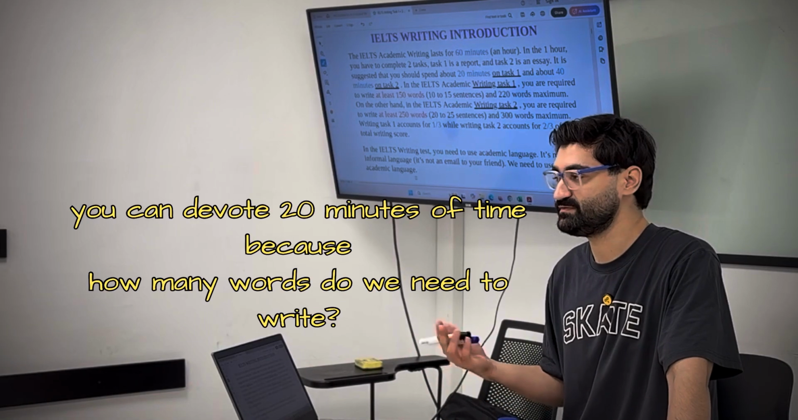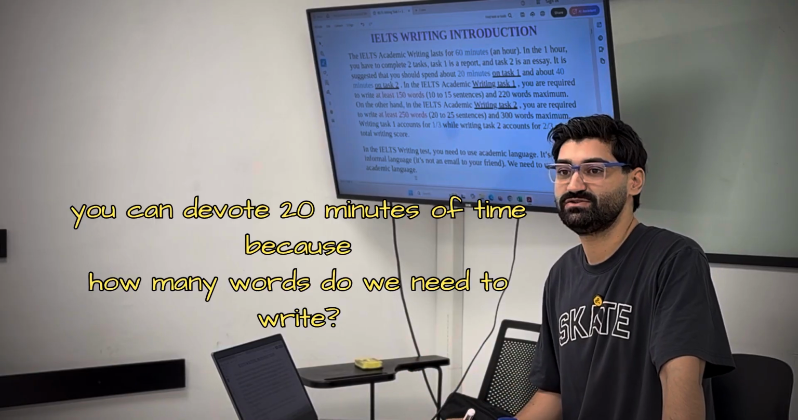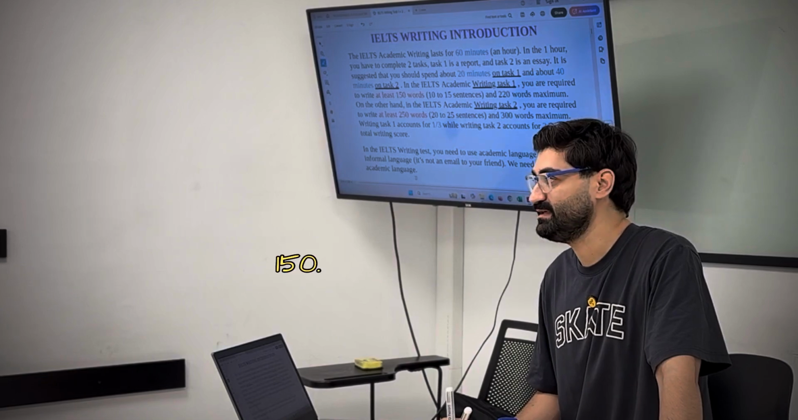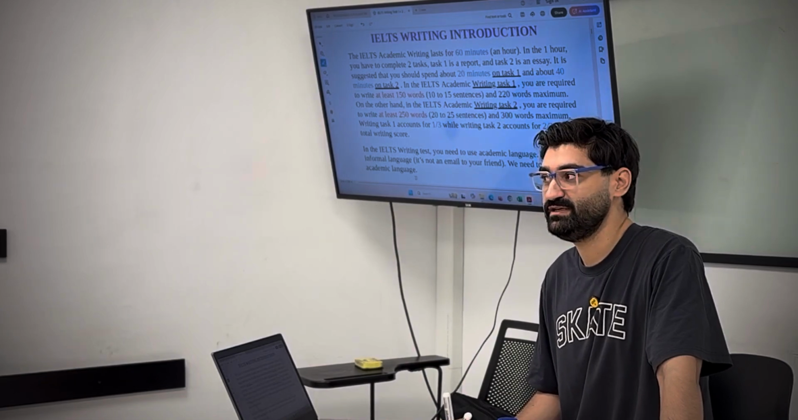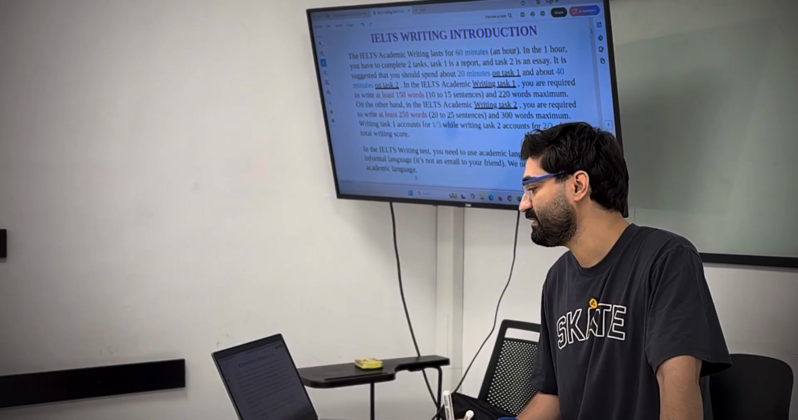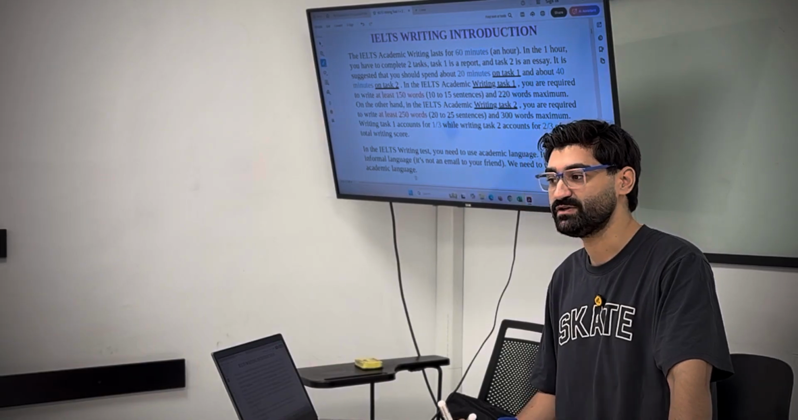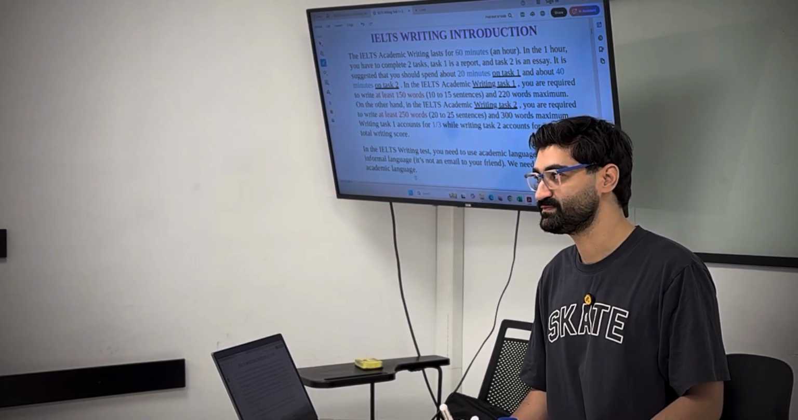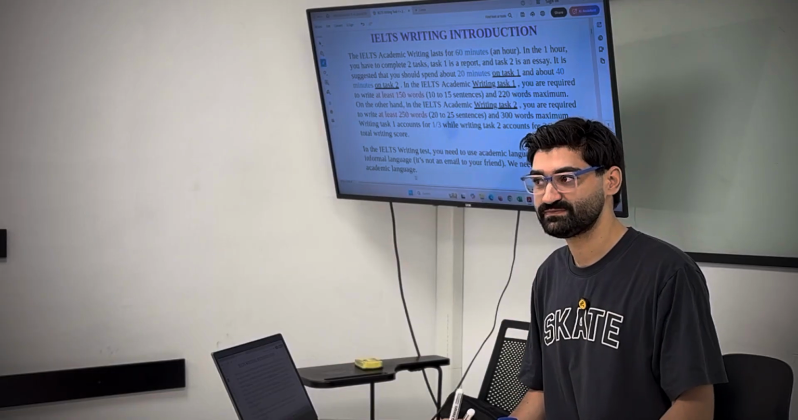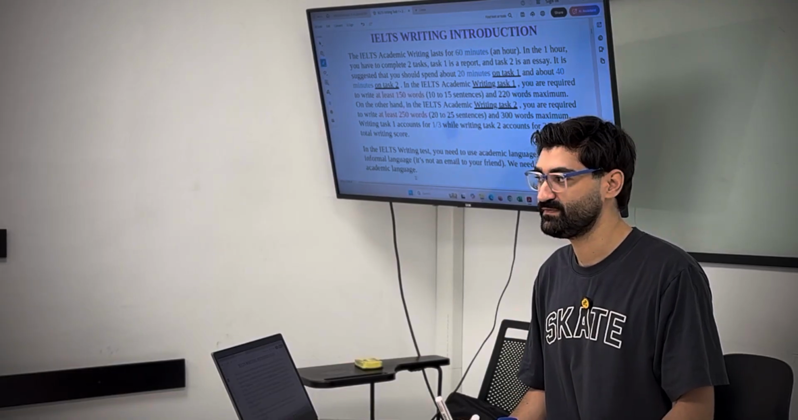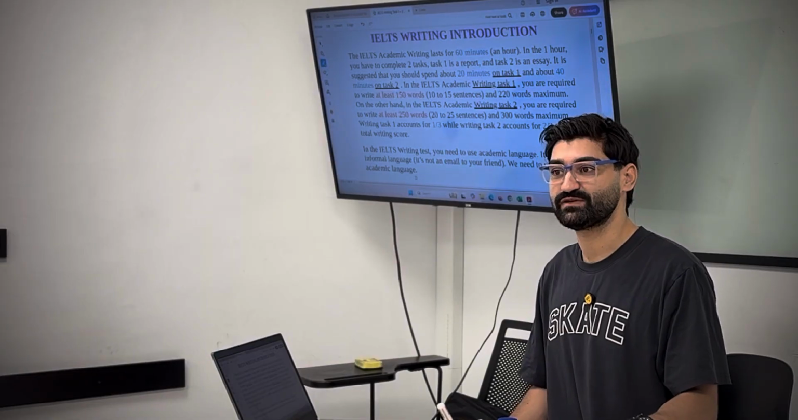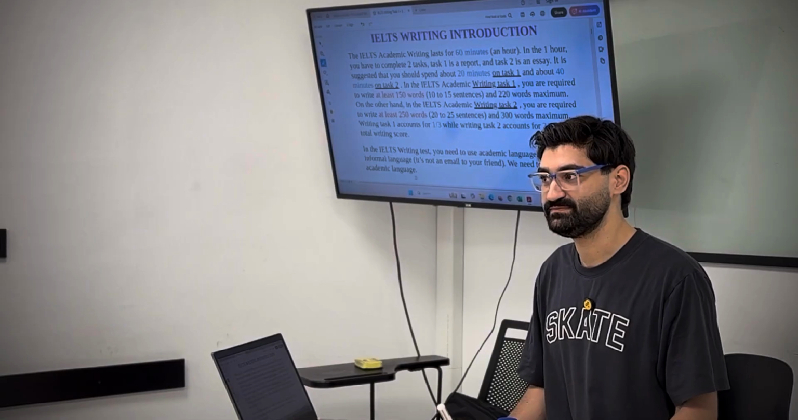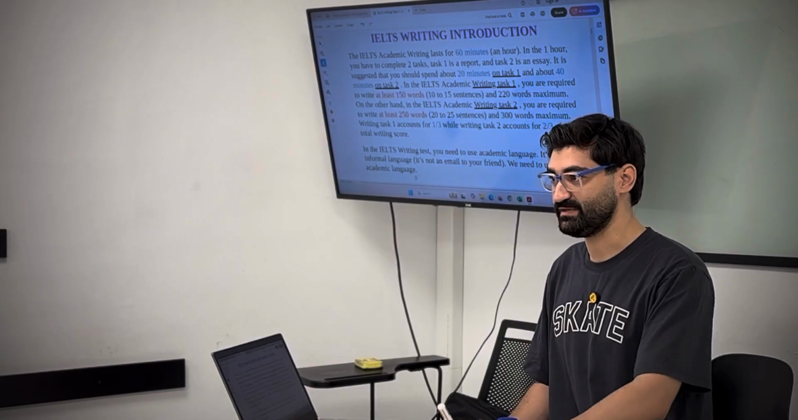You can devote 20 minutes, because how many words do we need to write? 150 for task one, which is the diagram, and 250 for task two. So is there a maximum?